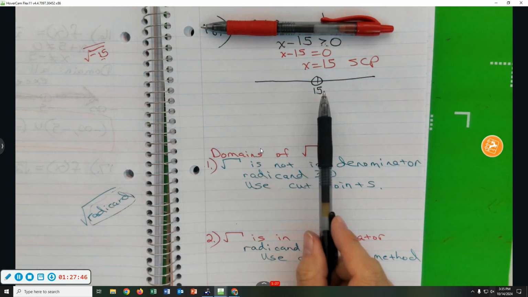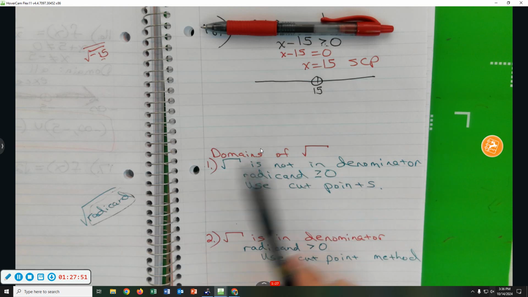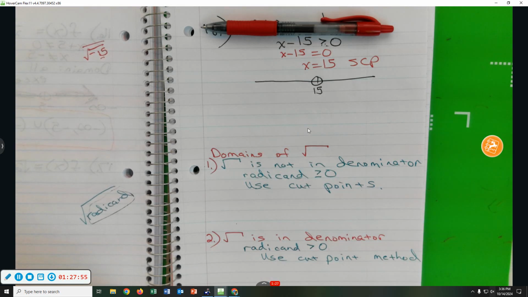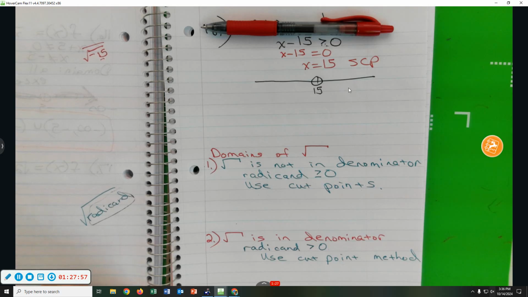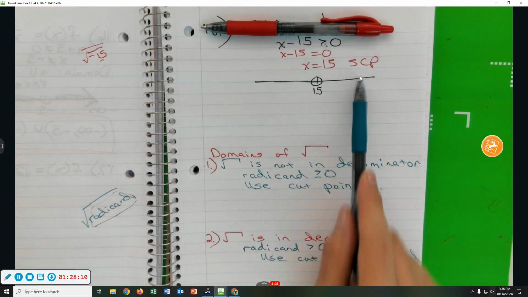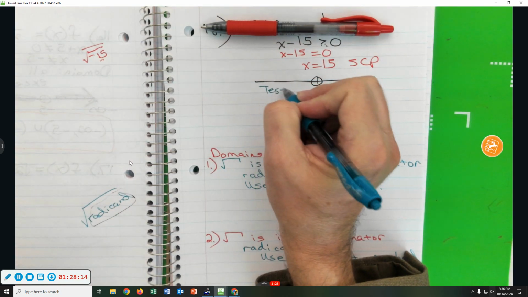Now, one side of 15 produces real numbers. That's the side we want. The other side produces imaginary numbers. That's the side we want to cross out. Which side produces the real numbers? Well, let's test a number. What number do you want to test? 0. Which interval contains 0? The left, so we're going to test 0.